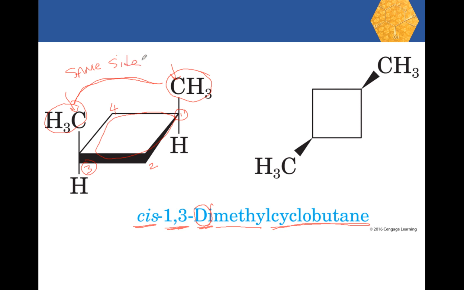Okay, another way of writing it, as we've said here, here is a wedge, which means in front. And here is a wedge, which means front. So therefore, same side, so therefore, cis. So we have two ways of writing the structure of cis 1,3-dimethyl butane.